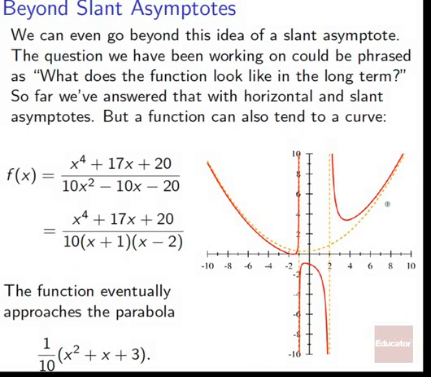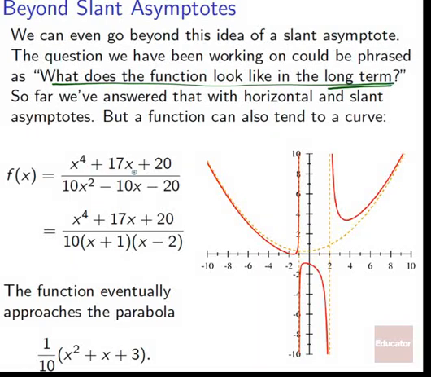We can even go beyond the idea of a slant asymptote. Really, the question we've been working on can be phrased as, what does the function look like in the long term? What is the long-term behavior of this function? So far, we've answered that with horizontal and slant asymptotes. But a function could also tend to a curve. It can tend to anything, really.